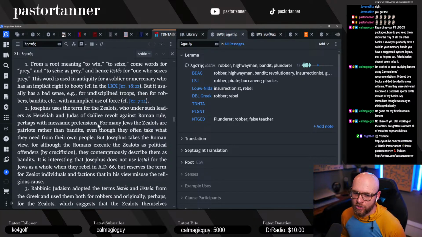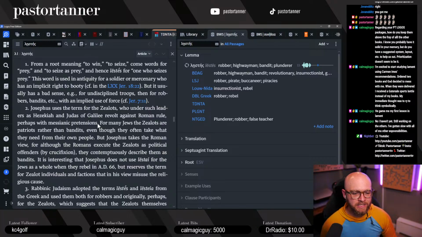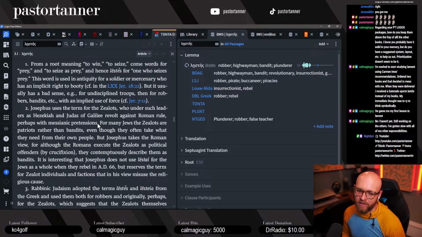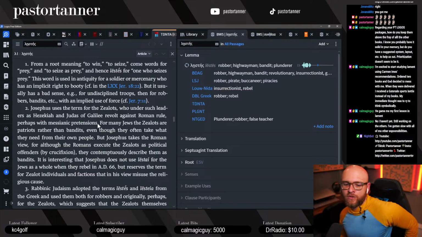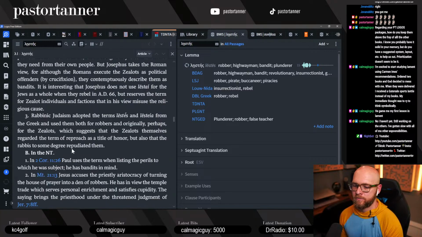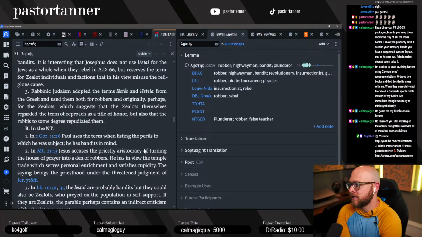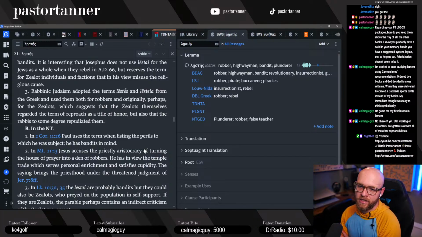It is interesting that Josephus does not use lestai for the Jews as a whole when they rebel in AD 66, but reserves the term for zealot individuals and factions that, in his view, misuse the religious cause. So again, Josephus' insight here, quite helpful. Rabbinic Judaism adopts the term lestes and lesteia from the Greek and used them both for robbers and originally perhaps for the zealots, which suggests that the zealots themselves regard the term of reproach as a title of honor, but also that the rabbis to some degree repudiated them.